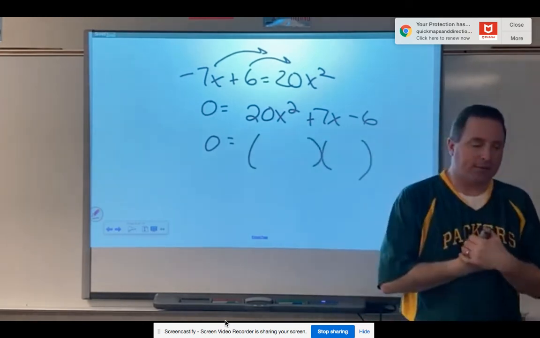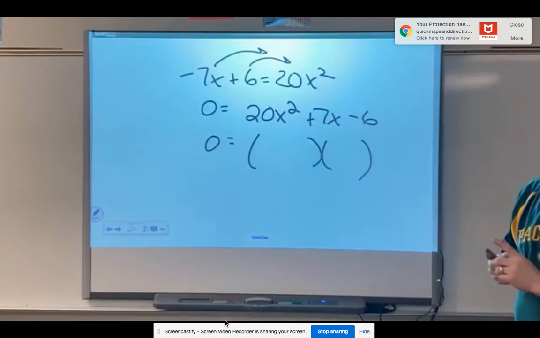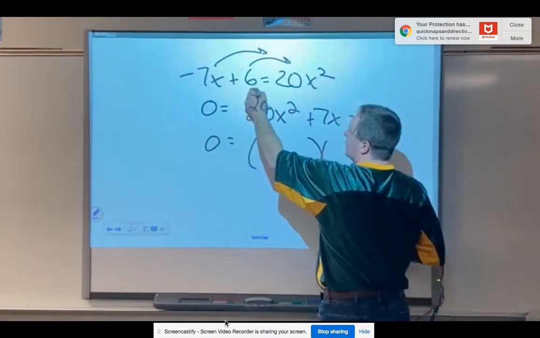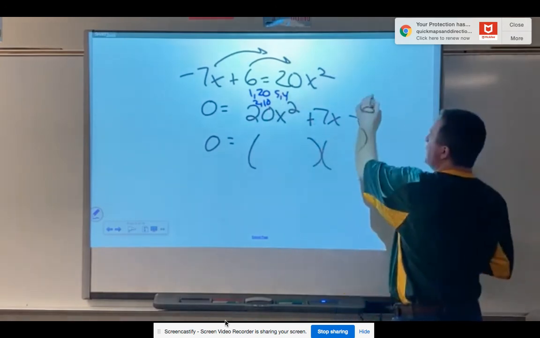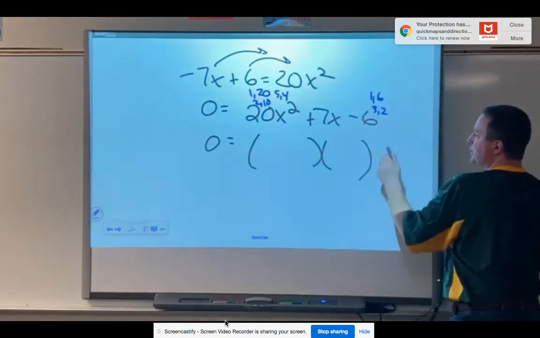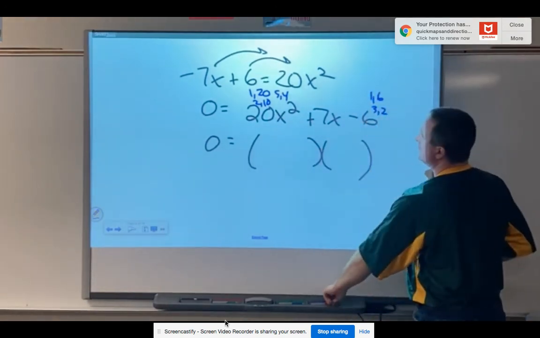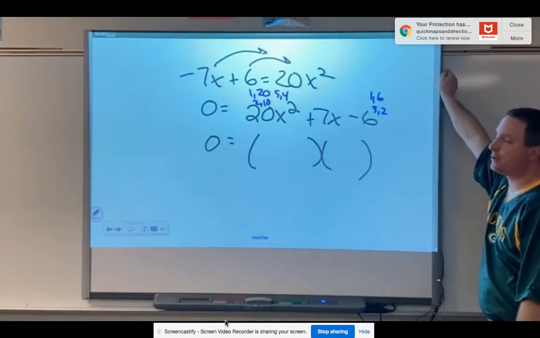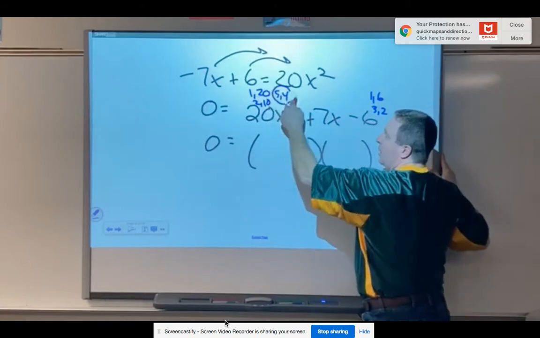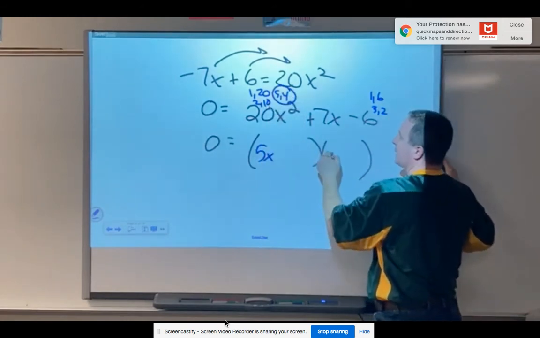And I need to think about those factors of 20. Okay? I could do 1 and 20, 2 and 10, or 5 and 4. And back here it's 1 and 6 and 3 and 2 are my only factors. Okay, well, where do you start with the 20? 1 and 20, 5 and 4, 2 and 10. Again, I start with the smaller middle numbers. I'm going to try a 5x and a 4x.